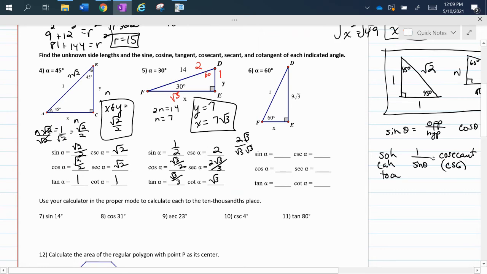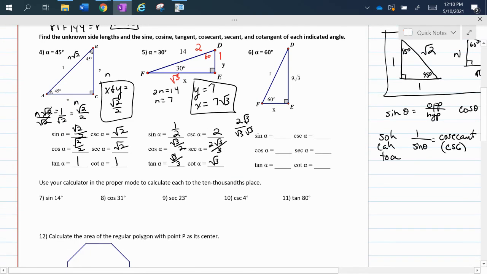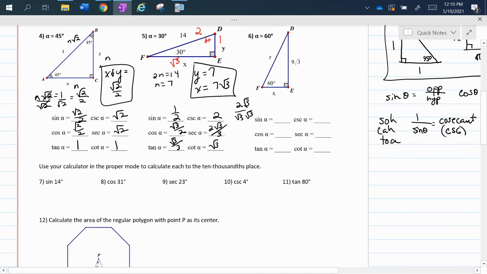All right, I'll leave you to do this number 6. Okay, so we can use our calculator to approximate to the ten-thousandth. So that's 4 places. So we're going to approximate to 4 places, and we're going to make sure that our calculator is in degree mode.